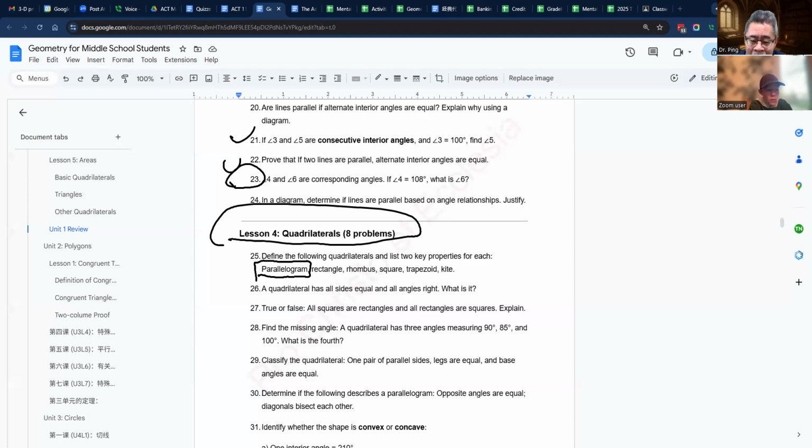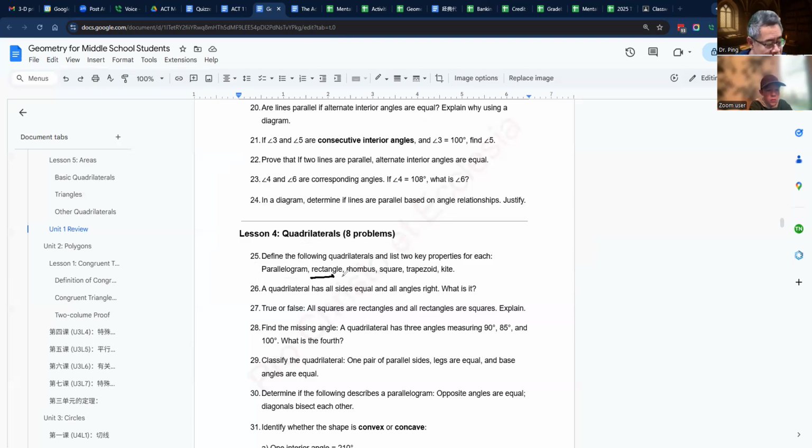Right, opposite sides parallel. And the two key properties for that are the opposite sides are congruent, and another one is this angle and that angle are congruent, and this angle and that angle are congruent. Okay, what is a rectangle? How do we define that?